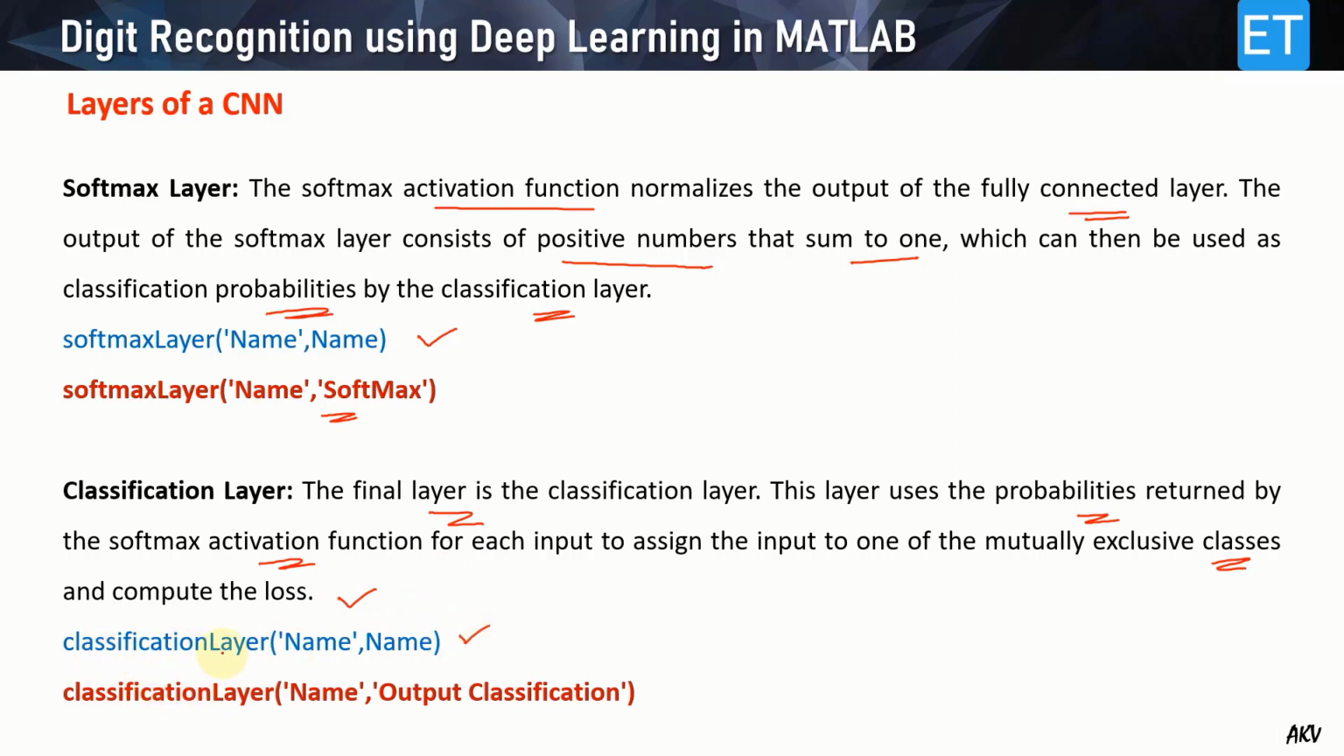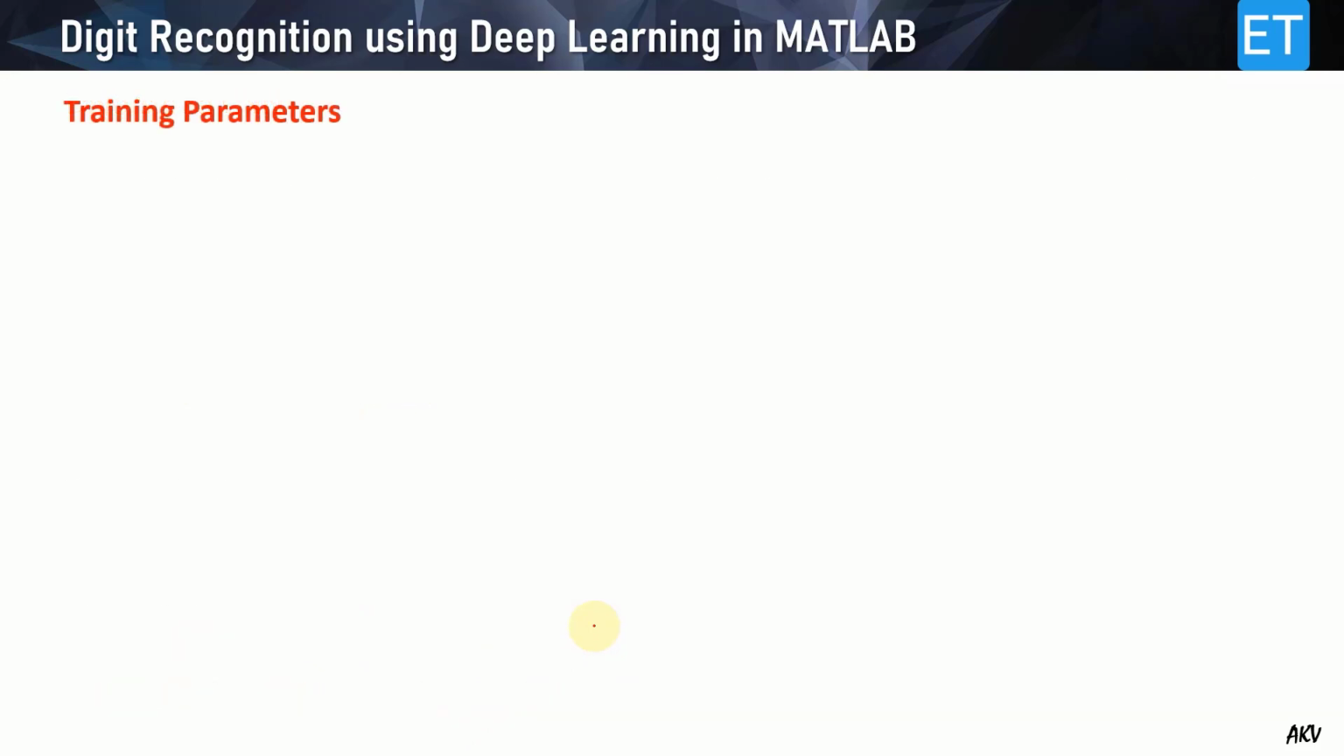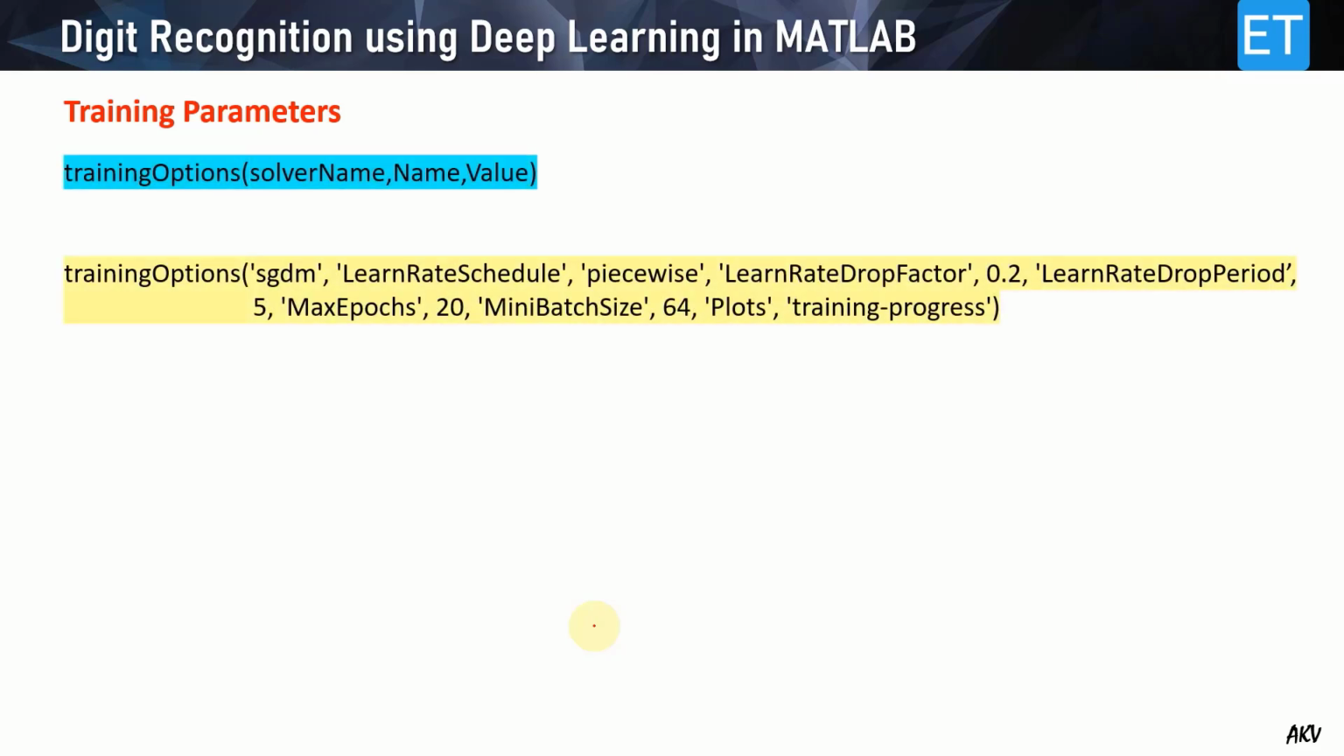So this is the general syntax, classification layer, and name. That means you can give some name to this layer. For example, I have given the name output classification. And now let's see the different training parameters that will be used in the training of the CNN.